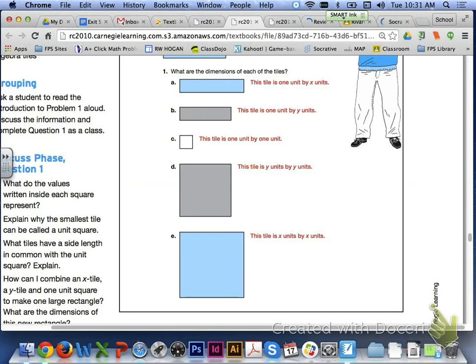If we take a look at number 1, the dimensions of each of the tiles: for letter A, this tile is going to be 1 unit by x units. Again, that's going to be represented by yellow. Letter B, this tile is 1 unit by y units. This is going to be represented by orange. For letter C, this tile is 1 unit by 1 unit. That's represented by green. For letter D, this tile is y units by y units. That's going to be y squared, represented by blue. And for letter E, this tile is x units by x units, x squared, which is going to be represented by red.